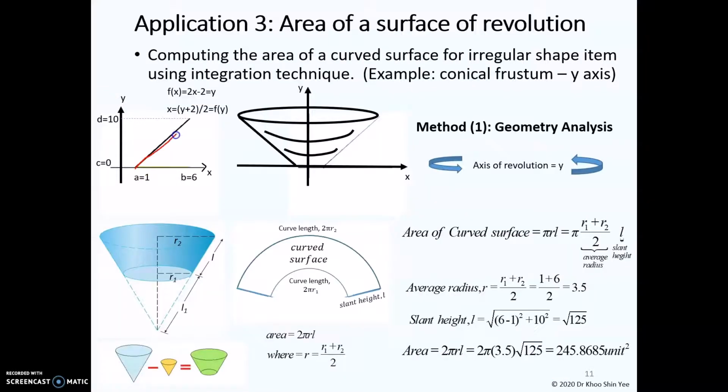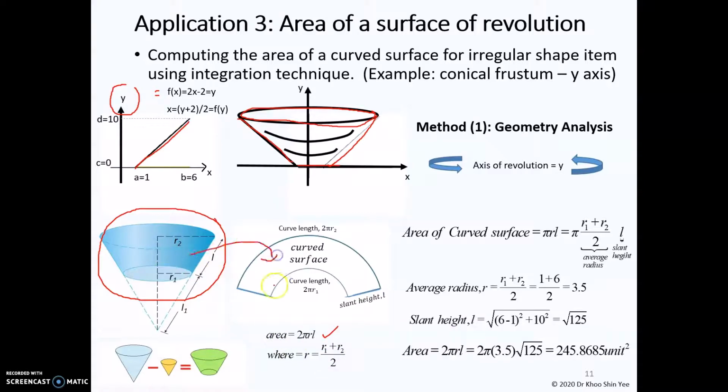Previously, you have the function f(x) equal to 2x minus 2 here. So if you rotate it with respect to the y-axis instead of the x-axis, rotating 360 degrees, in this case you obtain the conical frustum. Although we have a more complicated shape here, we still manage to compute it by using geometry analysis, and you should be able to obtain the area of the curved surface.